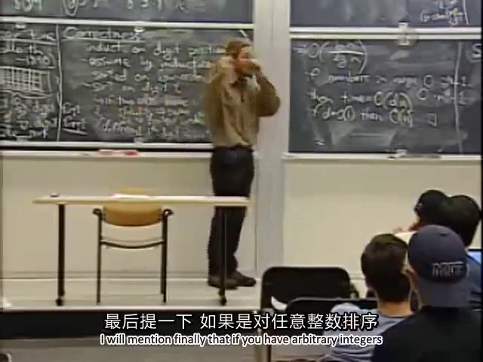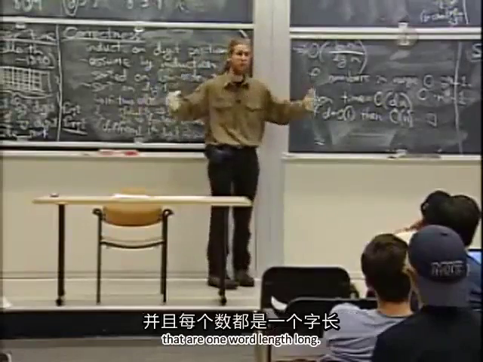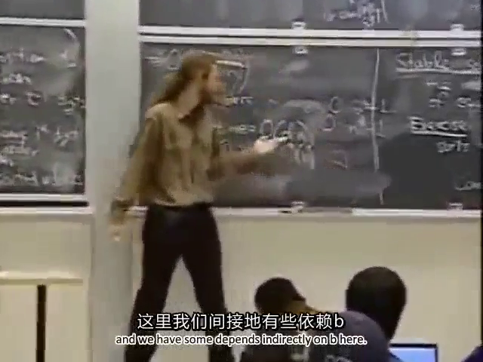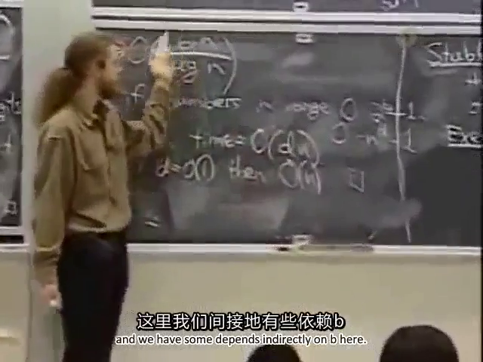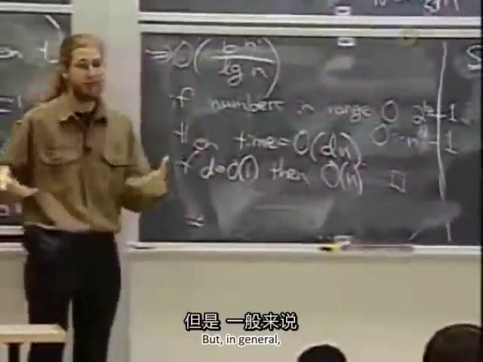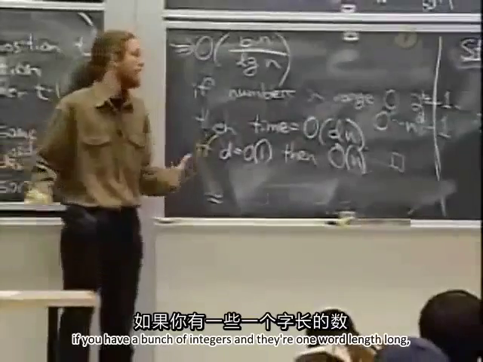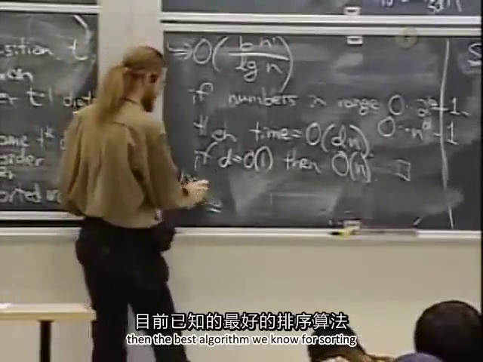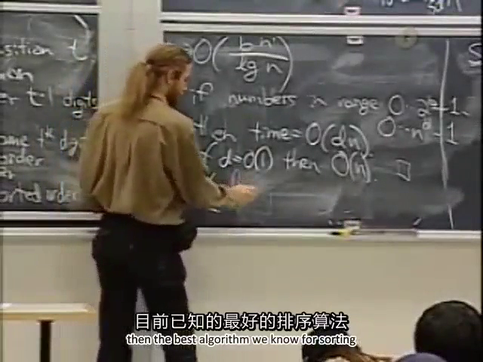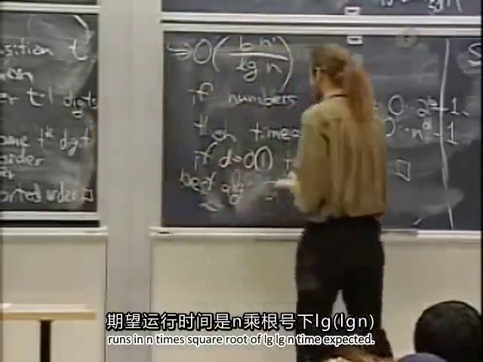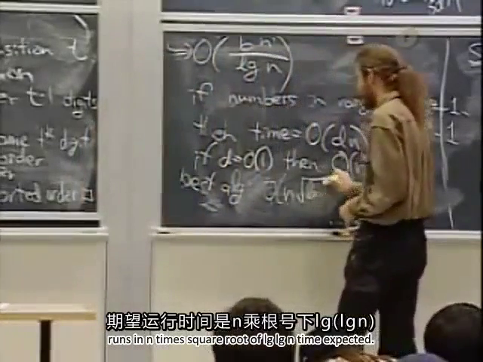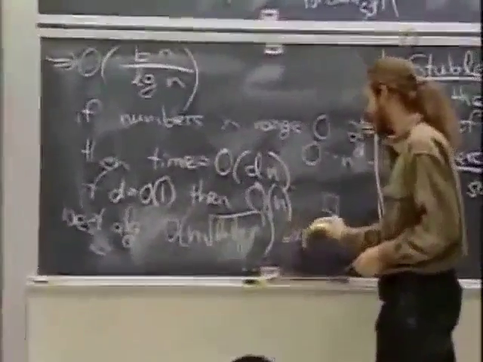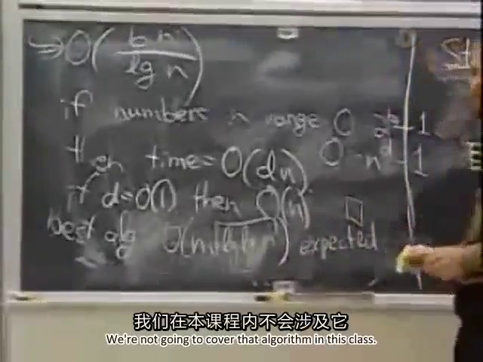I will mention finally, if you have arbitrary integers that are one word length long, so here we're assuming that there are b bits in a word, and we have some dependence indirectly on b here. But in general, if you have a bunch of integers and they're one word length long and you can manipulate a word in constant time, then the best algorithm we know for sorting runs in n times square root of log log n time. It's a randomized algorithm. We're not going to cover that algorithm in this class.